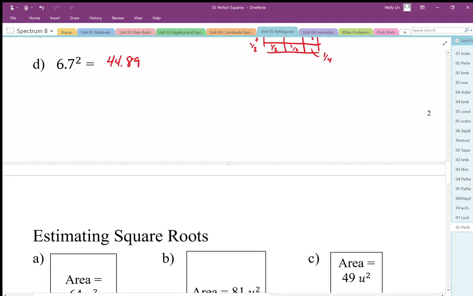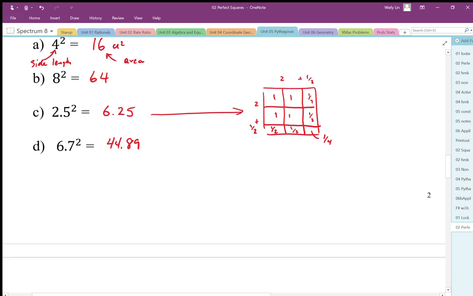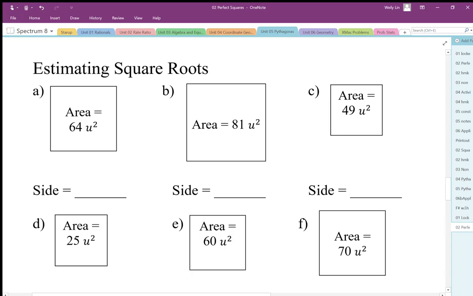Dealing with perfect squares. Perfect squares can have decimal side lengths, and we can still have a perfect square because this is an exact side length of 2.5, exact side length of 6.7. These are still perfect squares. So when we're dealing with squares, perfect squares are great because it's easy to go from squares to square roots.